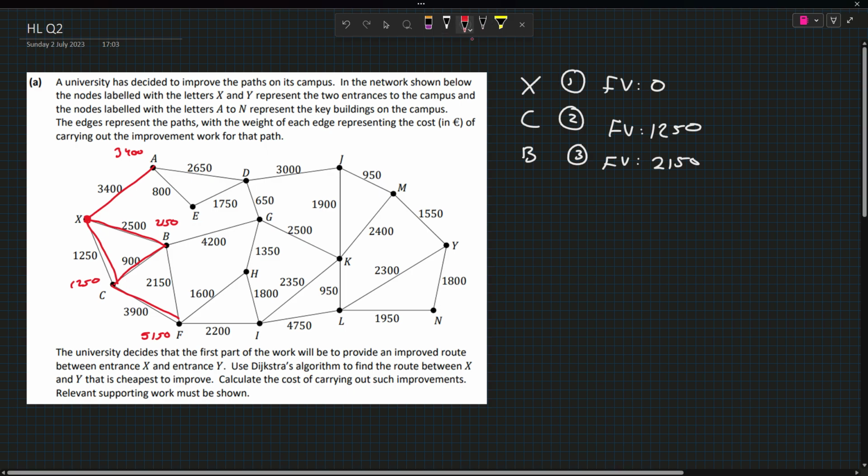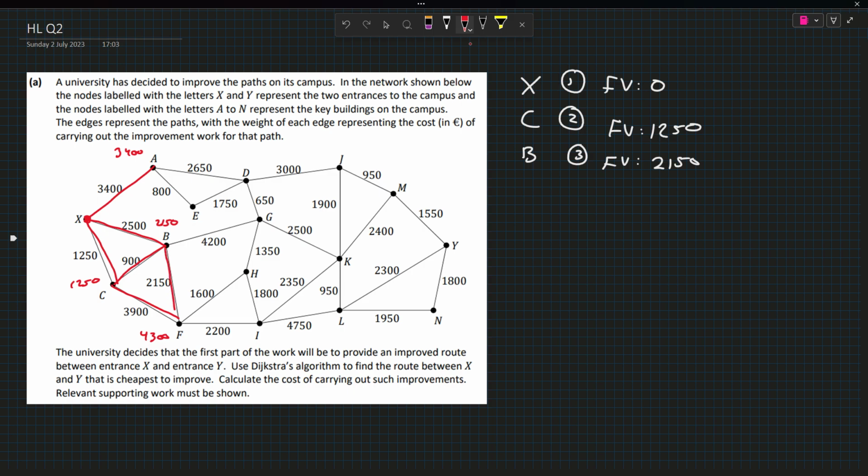Now from B we can go to F for another 2150, which is 4300, which is smaller than 5150, so that's going to be 4300. So this one we've considered. Or we can go to G for 4200, which gives G a value of 6350.